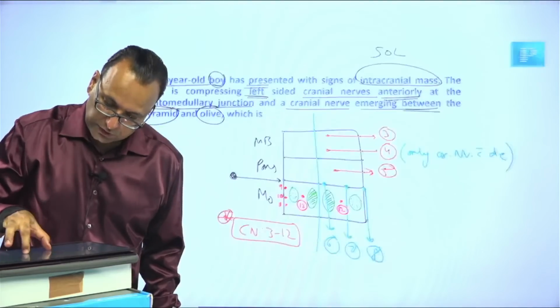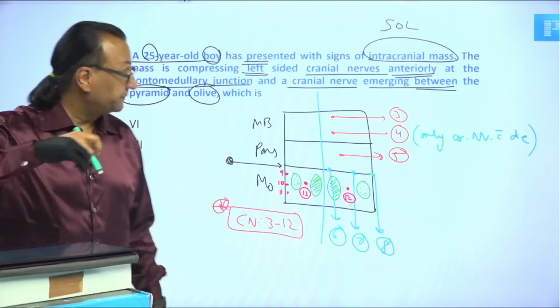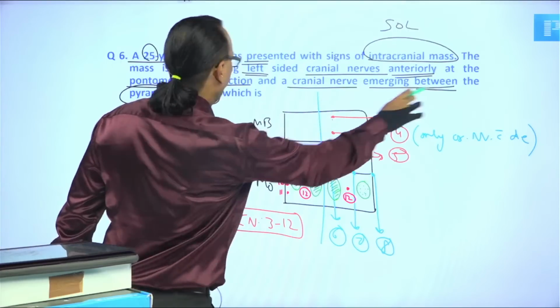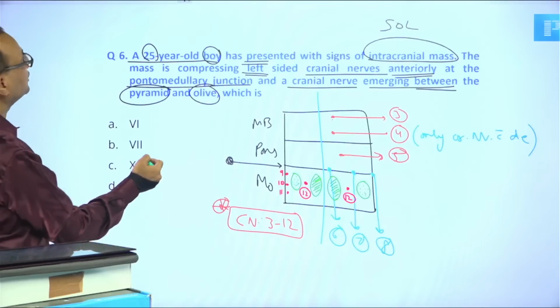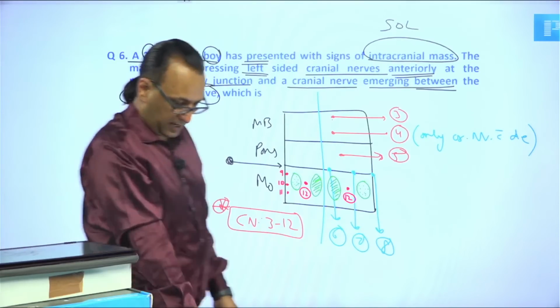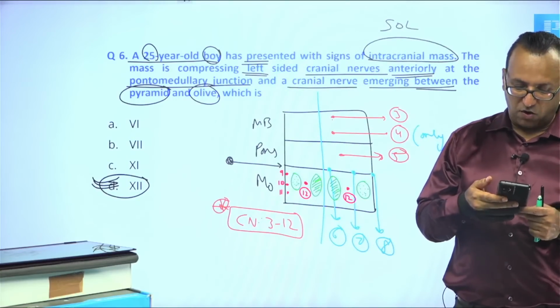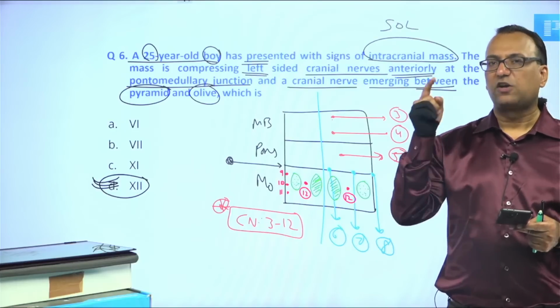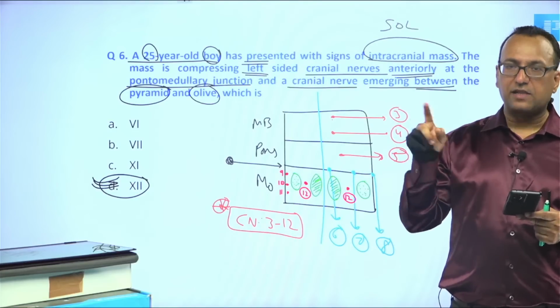So this was your question. You already got your answer. The question was asking about a cranial nerve emerging between the olive and pyramid. It is the 12th nerve, and this is your answer. Okay, let me just see the chat. Thinnest nerve with longest intracranial course is the trochlear nerve, correct. Trigeminal is the thickest cranial nerve, yes.